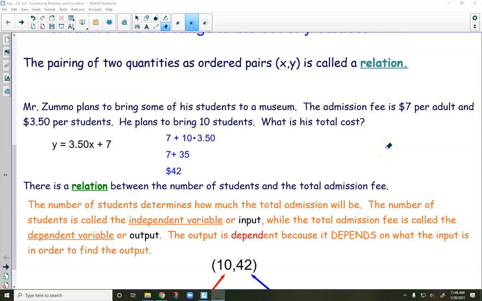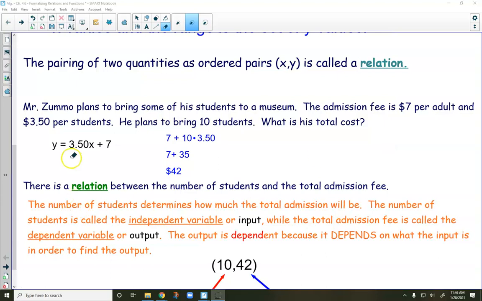Mr. Zumo brings some of his students to a museum. The admission fee is $7 per adult and $3.50 per student. He plans to bring 10 students. What is his total cost? We can model this situation by the equation y equals 3.50x plus 7.